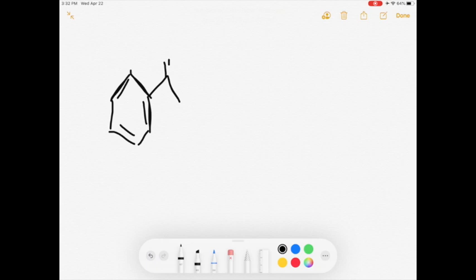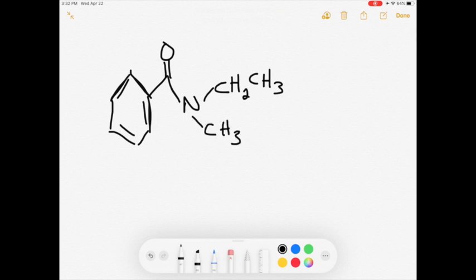Okay, so this is benzoic acid right here. And we're going to attach a couple alkyl groups. And this is going to be a tertiary amide. Okay, so we want to start with naming those alkyl groups. So we have an ethyl and a methyl, so we know we need to start with the ethyl first. And to show that it's attached to the nitrogen, we use an N. Say N-ethyl. And then we're going to do that again with the methyl.